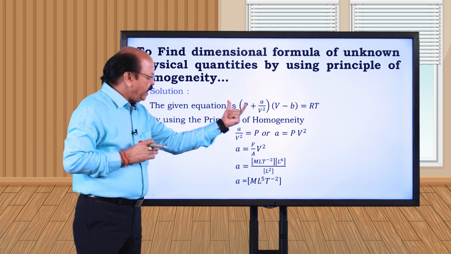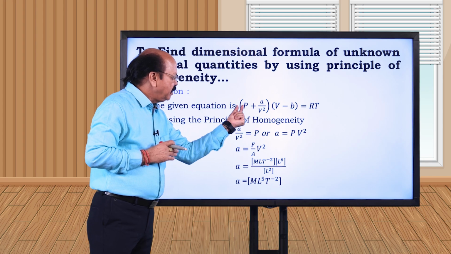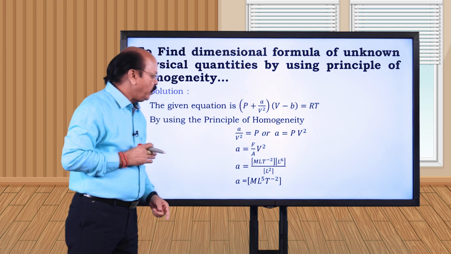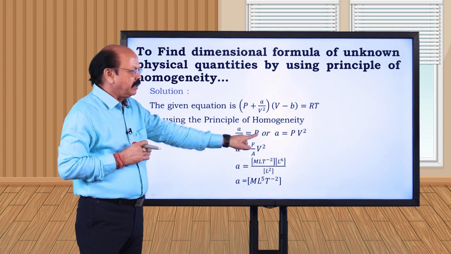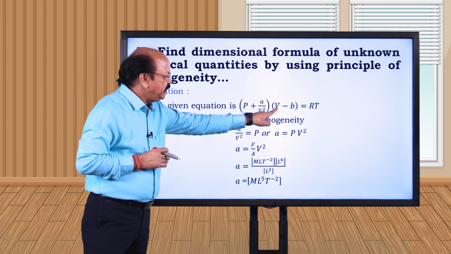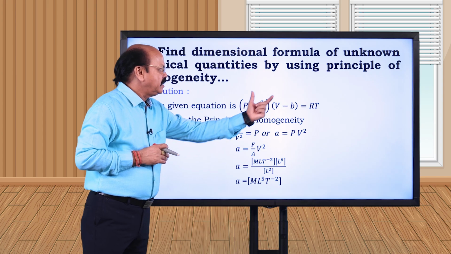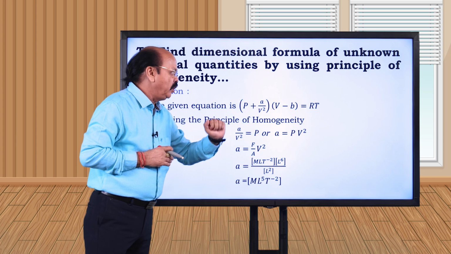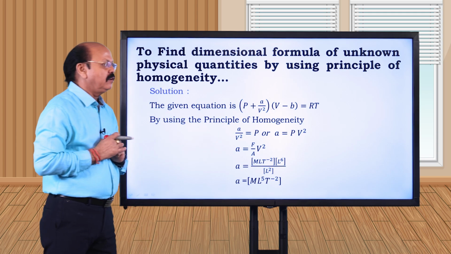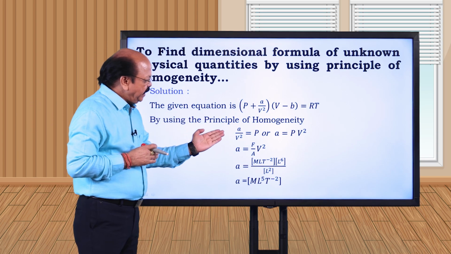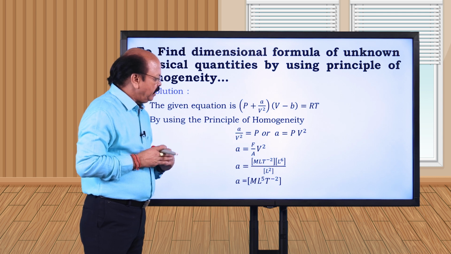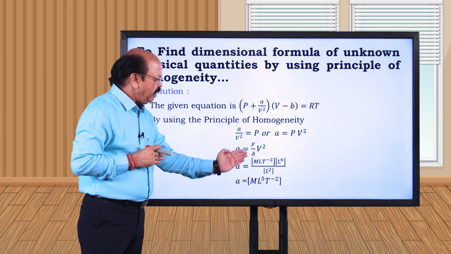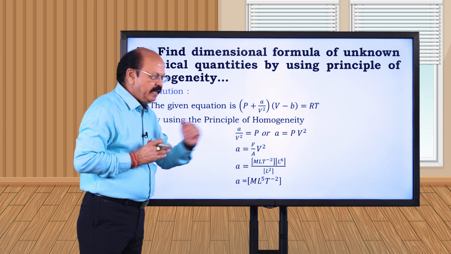So, here you see that in the first bracket, pressure can be added with pressure. So, that is why a upon V squared must be equal to pressure. In the second bracket you see V minus b. So, the same physical quantity can be subtracted. So, volume can be subtracted from volume. So, that is why b is volume. So, we can write a upon V squared equals P, then a equals P, where P is force upon area, then P upon A into V squared.